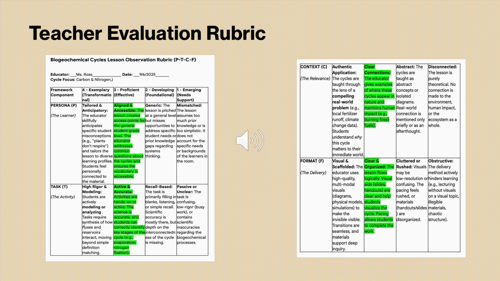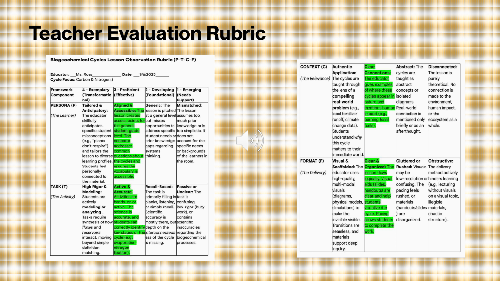Okay, now moving on to my observation of you directly. I also showed you the rubric that I'll be sharing with you. Part of that was in terms of the PTCF framework. The persona in this case was the learner. The task was the activity. The format was the delivery. And the context, which I skipped over, was the relevance.